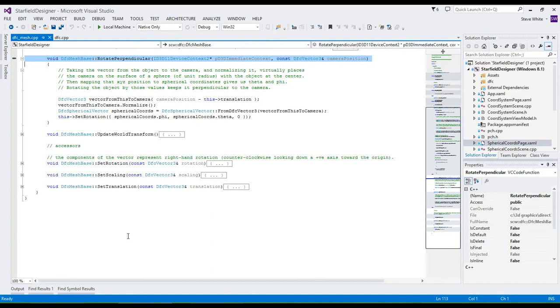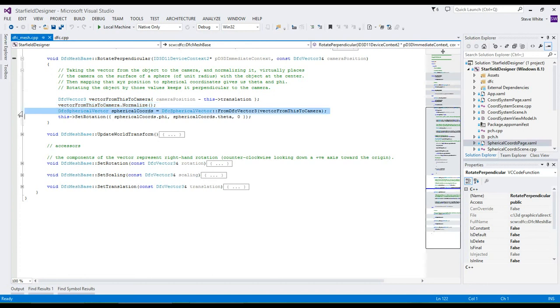So in this example we want to rotate a model so that it faces the camera. You can use the same technique to rotate any model relative to any position in space though. So first we subtract the position of the model from the position of the camera, and that gives us a vector from the model to the camera. That vector could be any length though, so we normalize it next so that it's unit length. And that essentially gives us a position on the surface of a sphere of unit radius around the centre of the model.